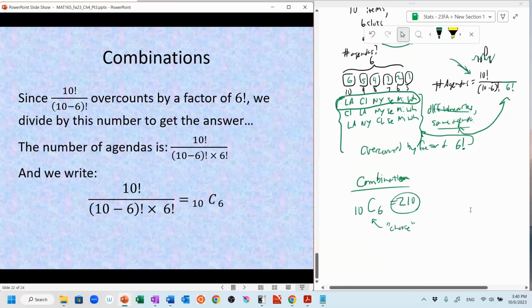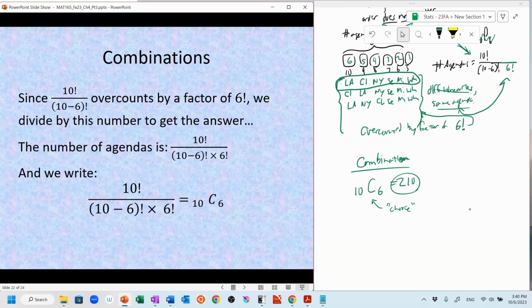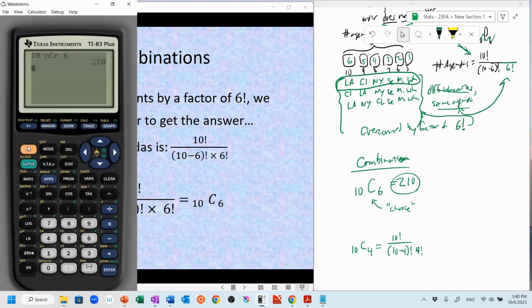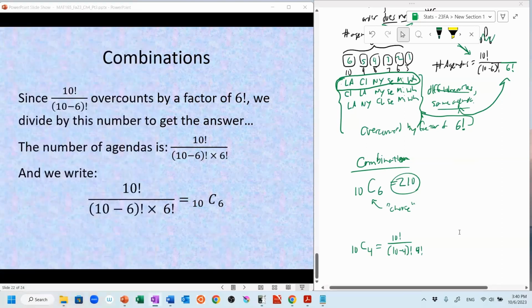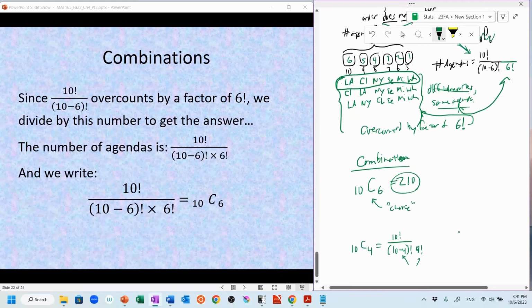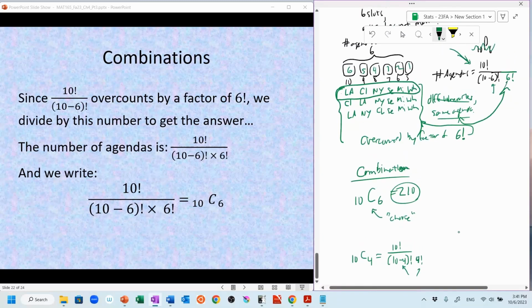Something else that we might note is that if I had, say, 10C4, well, that's 10 factorial over 10 minus 4 factorial times 4 factorial. But I note that 10C4 should just be the same as 10C6. There's a symmetry here, right? That 4 there and that 4 there, or that 6 there and that 6 there.